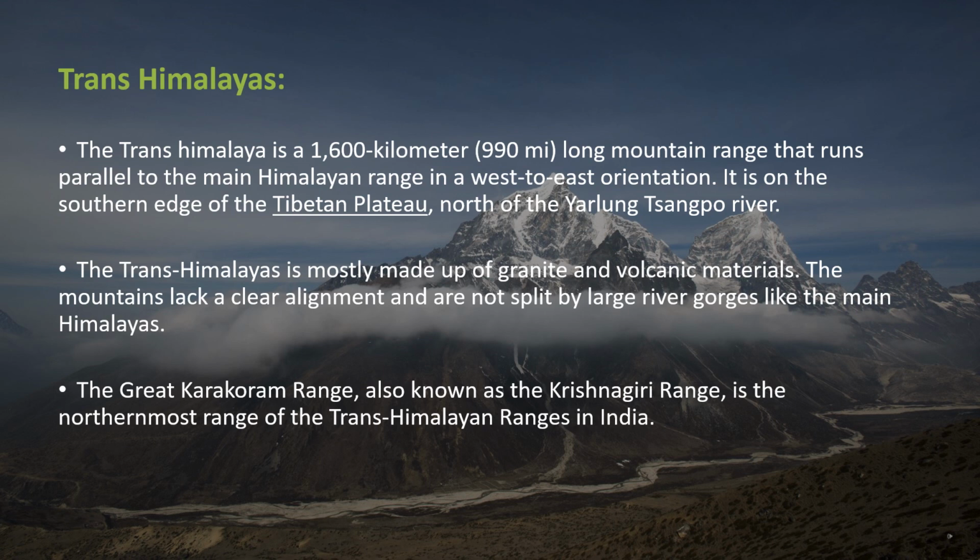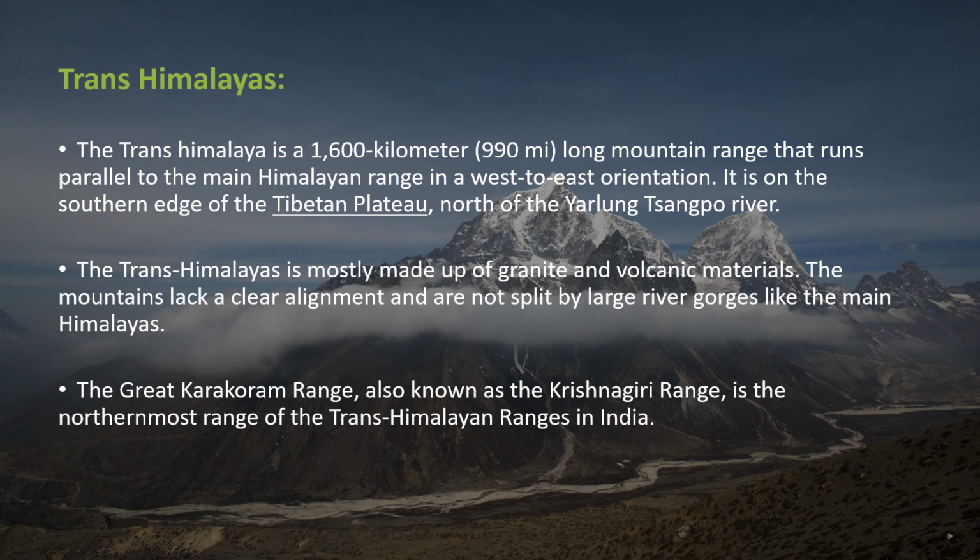Trans-Himalayas. The Trans-Himalaya is a 1,600 km (990 miles) long mountain range that runs parallel to the main Himalayan range in a west to east orientation. It is on the southern edge of the Tibetan Plateau, north of the Yarlung Tsangpo River. The Trans-Himalayas is mostly made up of granite and volcanic materials. The mountains lack a clear alignment and are not split by large river gorges like the main Himalayas.